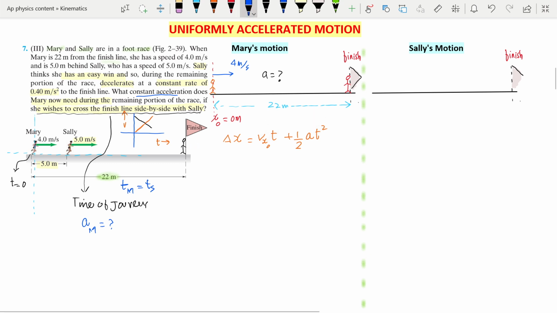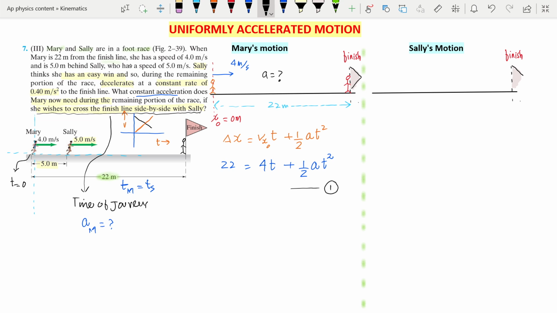If we apply the values, then x minus x0, which equals 22, equals the initial velocity, 4 meters per second, times t, plus 1 over 2, acceleration unknown, times the time squared. Now in this equation we have two unknowns, so let's say this is equation 1. Let's talk now about Sally's motion.